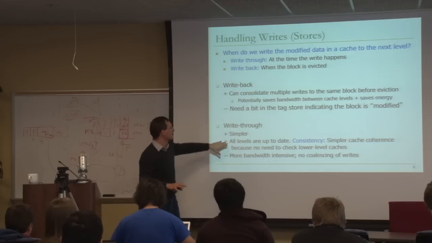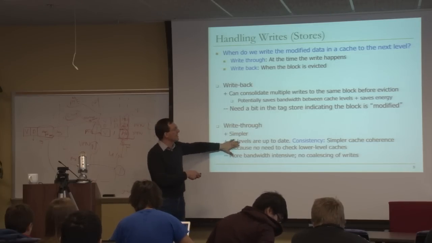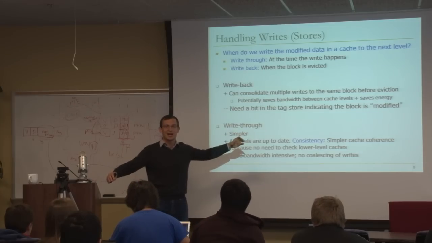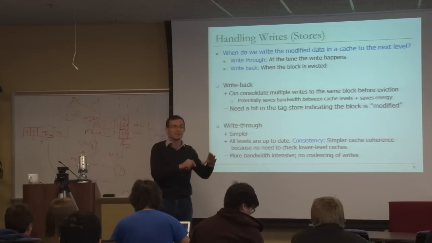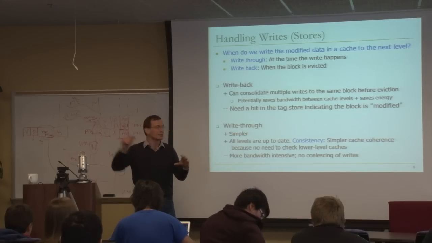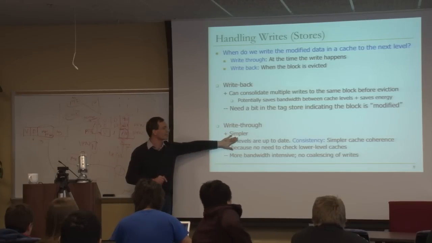And that coherence becomes simpler if you have write-through caches. Because write-through caches enable that all levels are up to date in the hierarchy. You just need to check one of those levels to figure out what is the correct data for the block that's cached in multiple processors. So this will become more clear when we talk about coherence. We'll have a lecture on coherence and consistency.